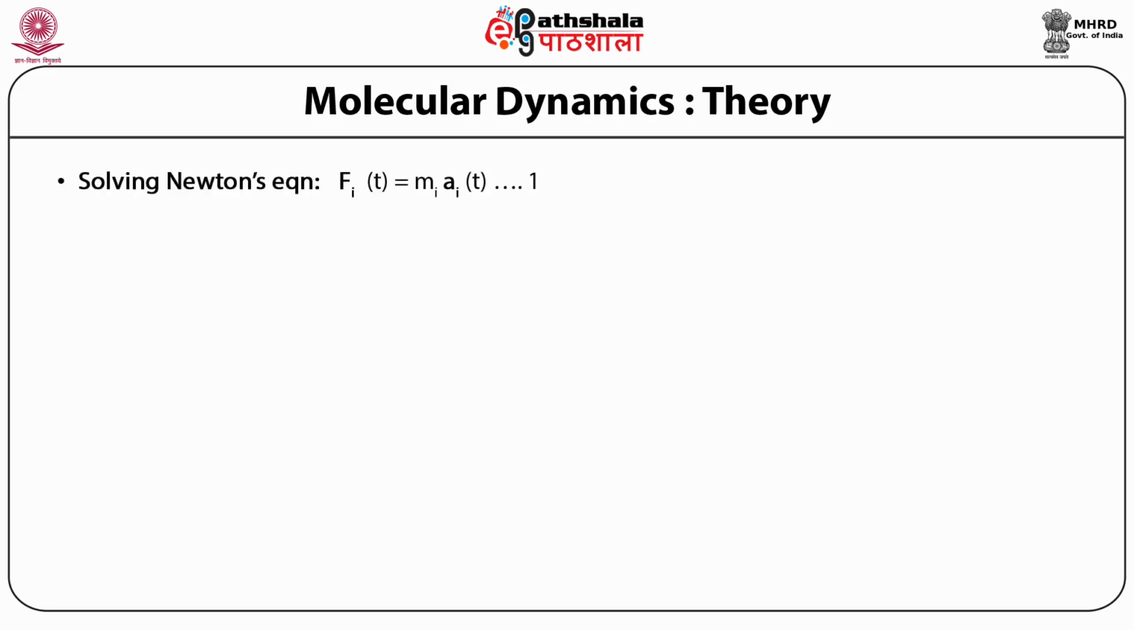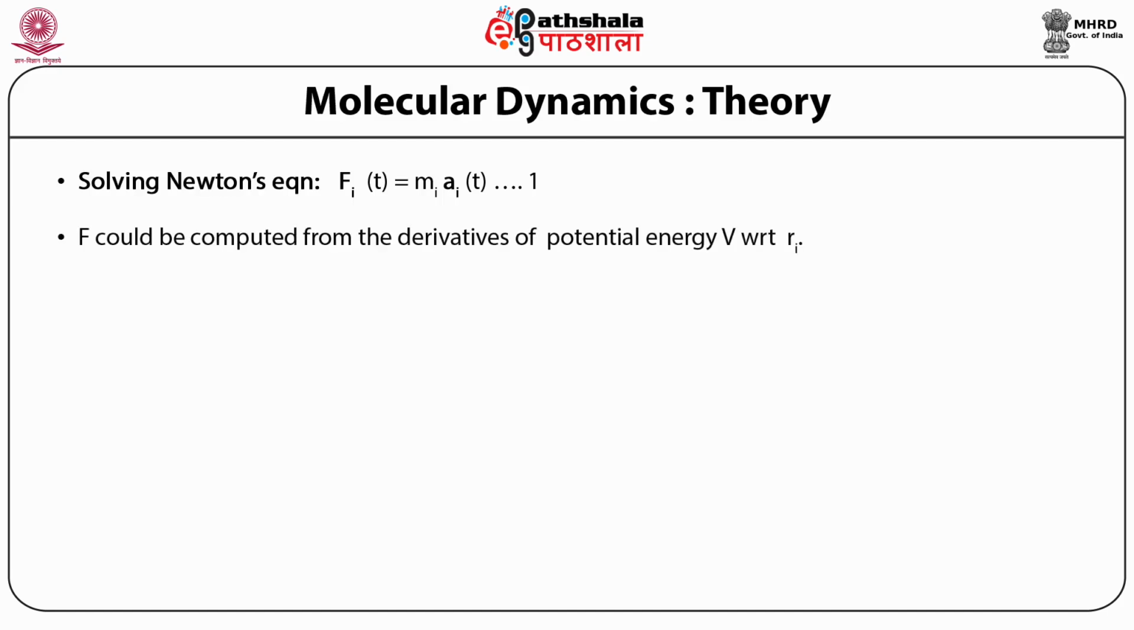Basically, we are trying to solve Newton's equation, which states that force is equal to mass times acceleration. Now, force can be derived from the derivative of potential energy. Hence, on the left-hand side, we can write minus dV/dRi. Please note, on the left-hand side, the derivative is with respect to space. On the other hand, the derivative on the right-hand side is with respect to time. To get the new position, we need to integrate to get the values.